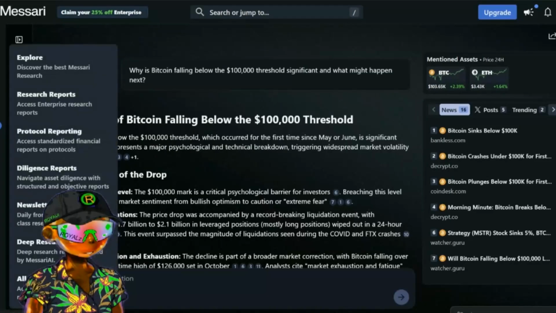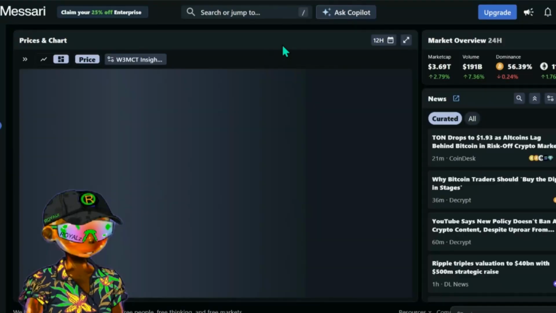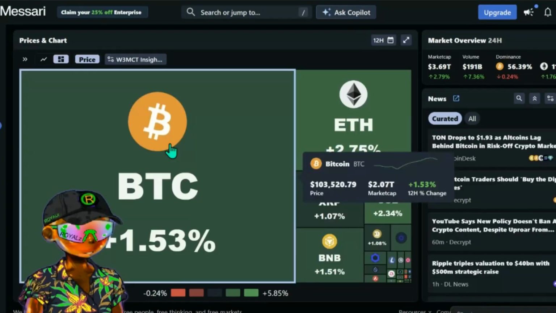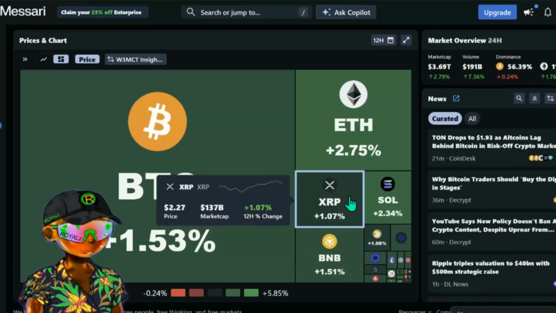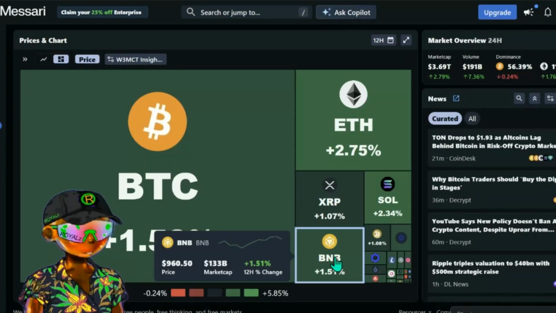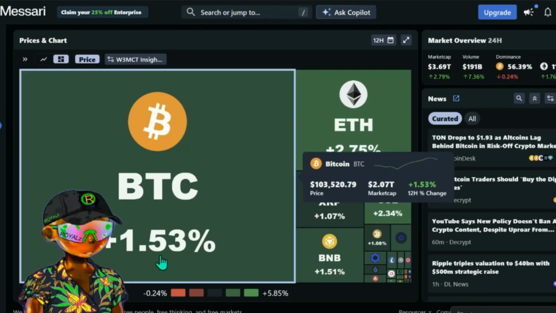So what is the market showing us right now? Bitcoin is up about 1.53%, Ethereum up 2.75%, XRP up 1%, BNB 1.5%, Solana 2.3%, and so forth. However, it wasn't that long ago that we were under 100,000.